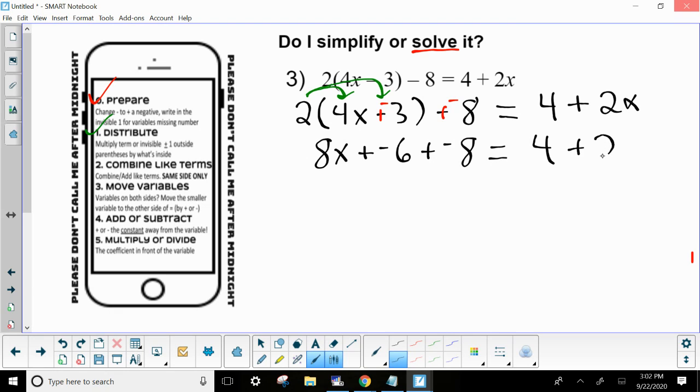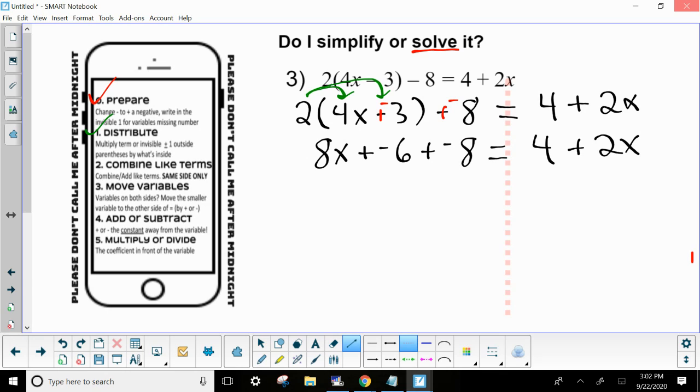Now there's something that I forgot to do, but it's never too late: I do want to draw a line down my equal sign so I know where I need to move numbers, and you'll see this better as we progress through this problem. All right, so we have 8x plus minus 6 plus minus 8 equals 4 plus 2x.